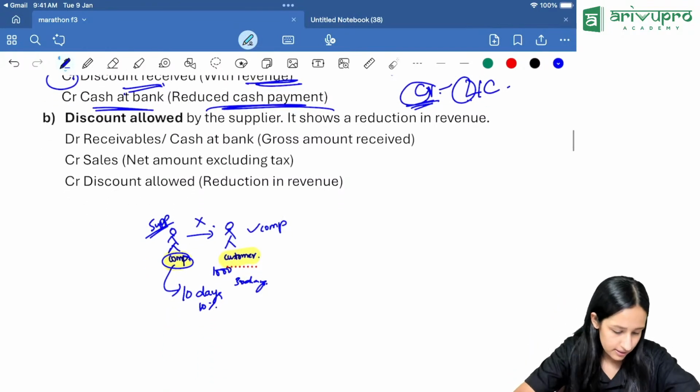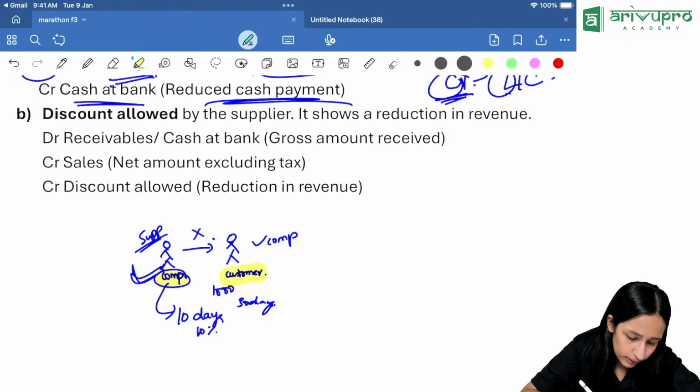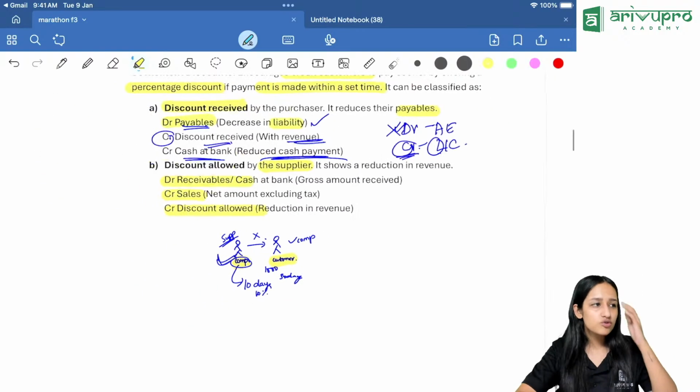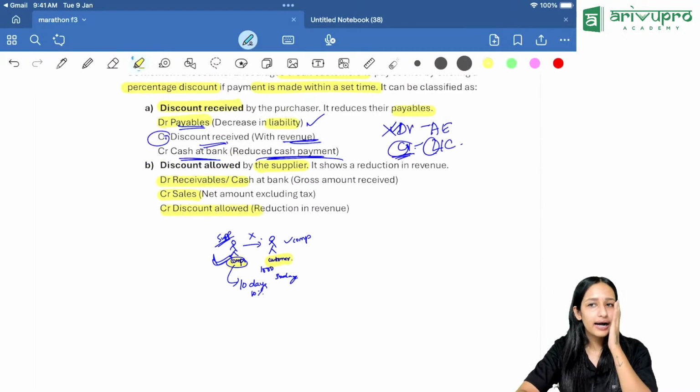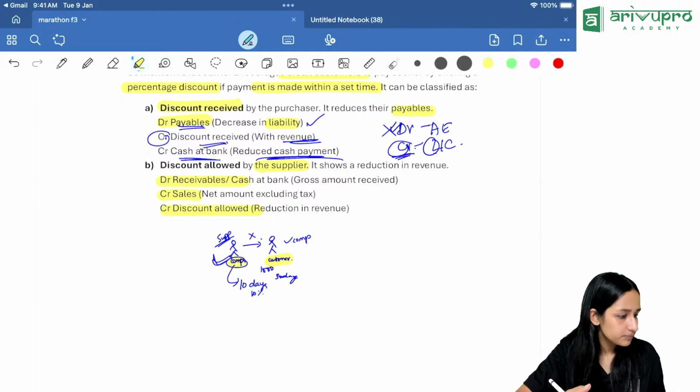Got it? Now, if you are the company and you are the supplier allowing the discount, then this is how it works. These journals you need to remember. I mean, you do not have to memorize them by heart. Just understand the logic and then it'll be easier for you. Okay, got it, guys? Next.